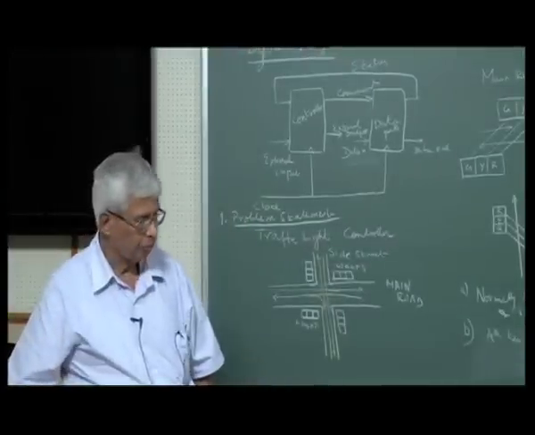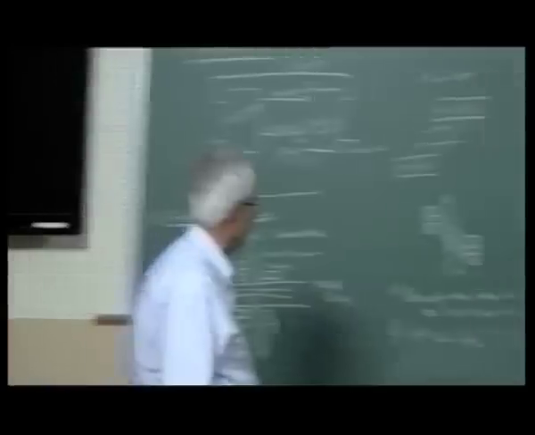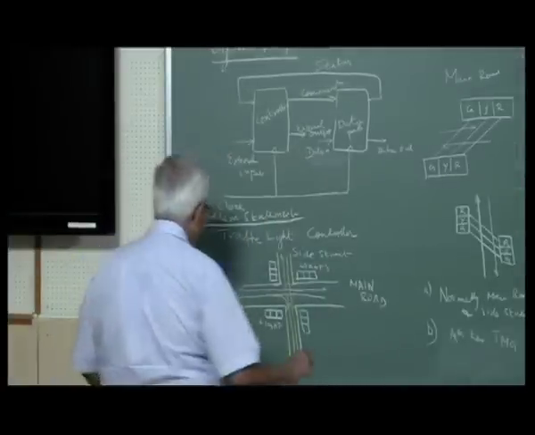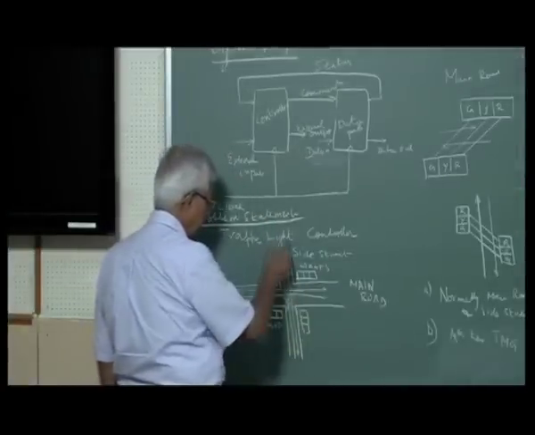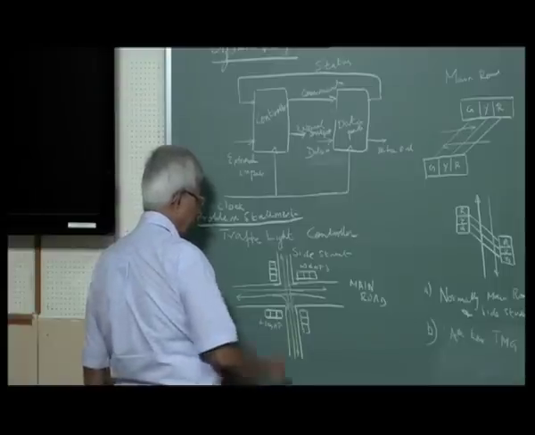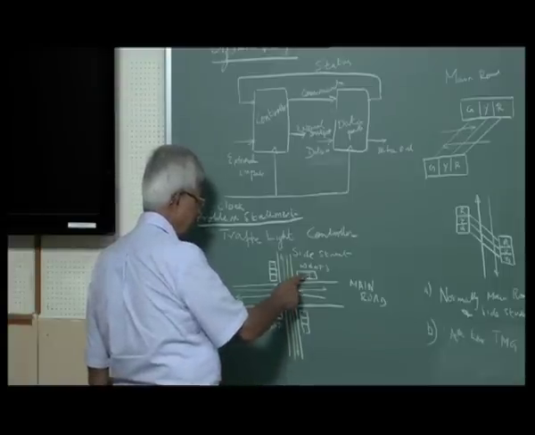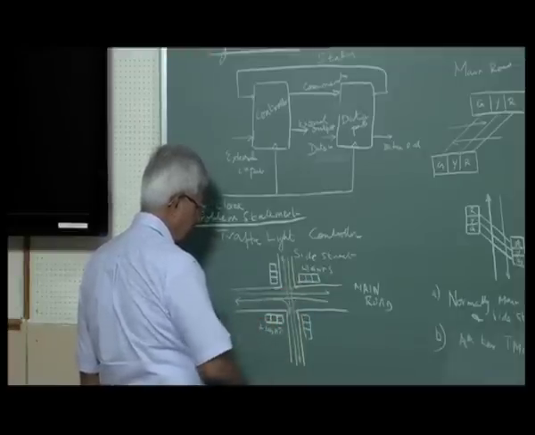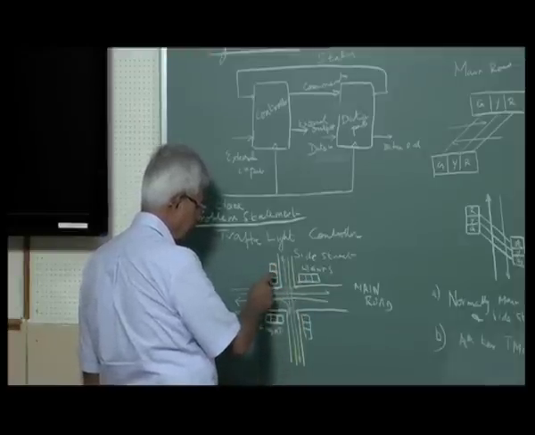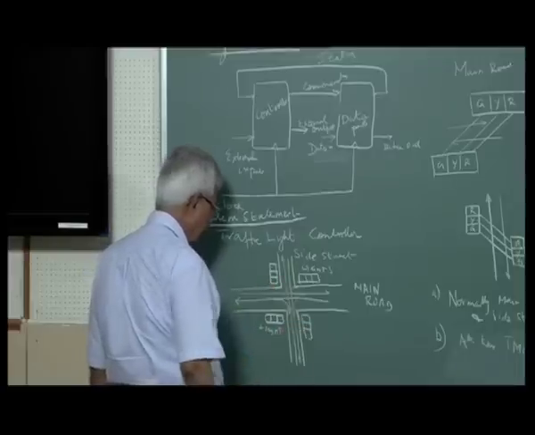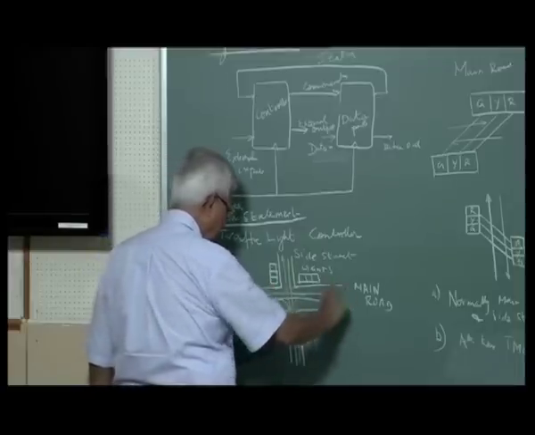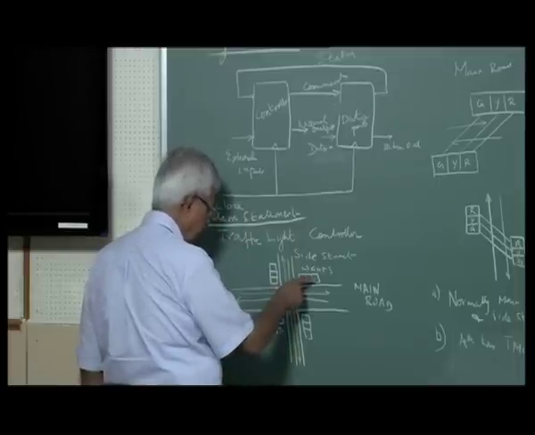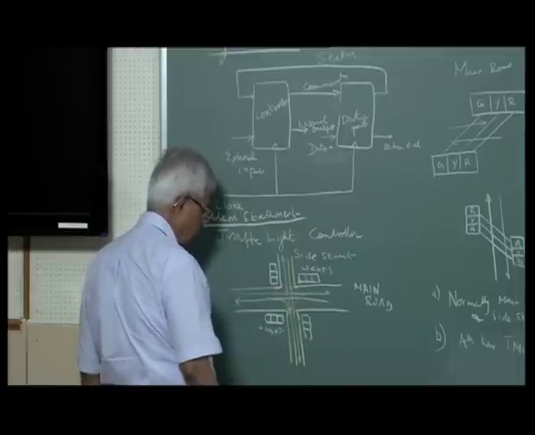Now, the problem is simplified very much. There is a main road, there's a side road. Main road has red, yellow and green. Side street has red, yellow, green. Normally traffic is in the main road. Side street traffic will be blocked. This will be red, this will be green, this will be red.